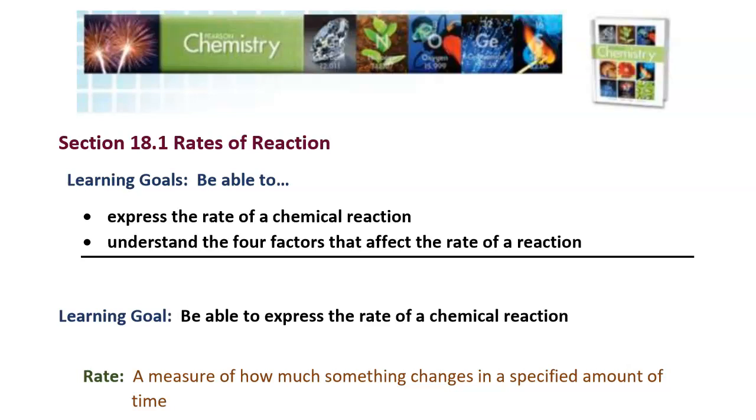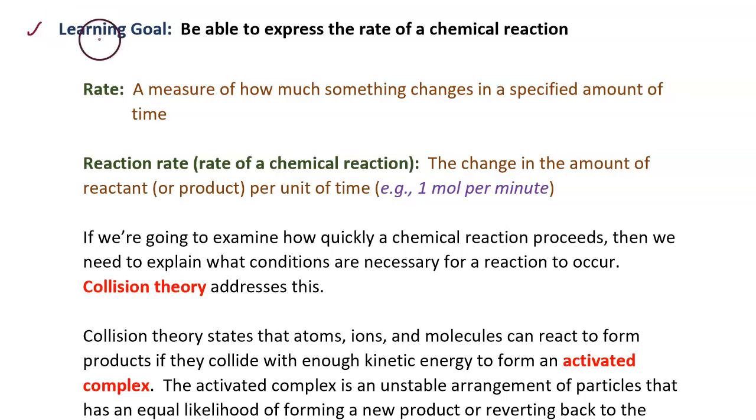This video is for section 18.1 about rates of reaction. Learning goals are to express the rate of a chemical reaction and understand four factors that affect that rate. Let's take a look at that first learning goal. Be able to express the rate of a chemical reaction.